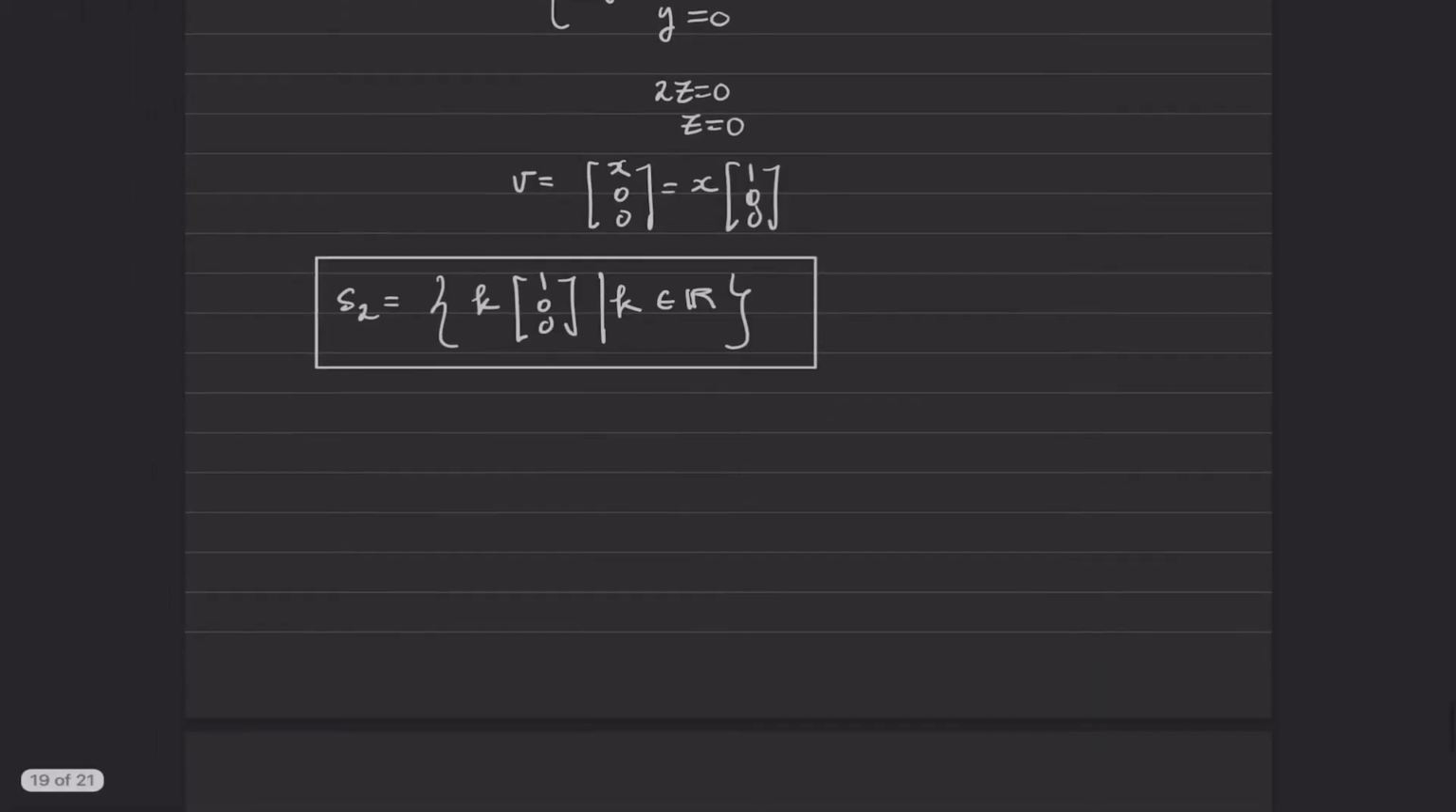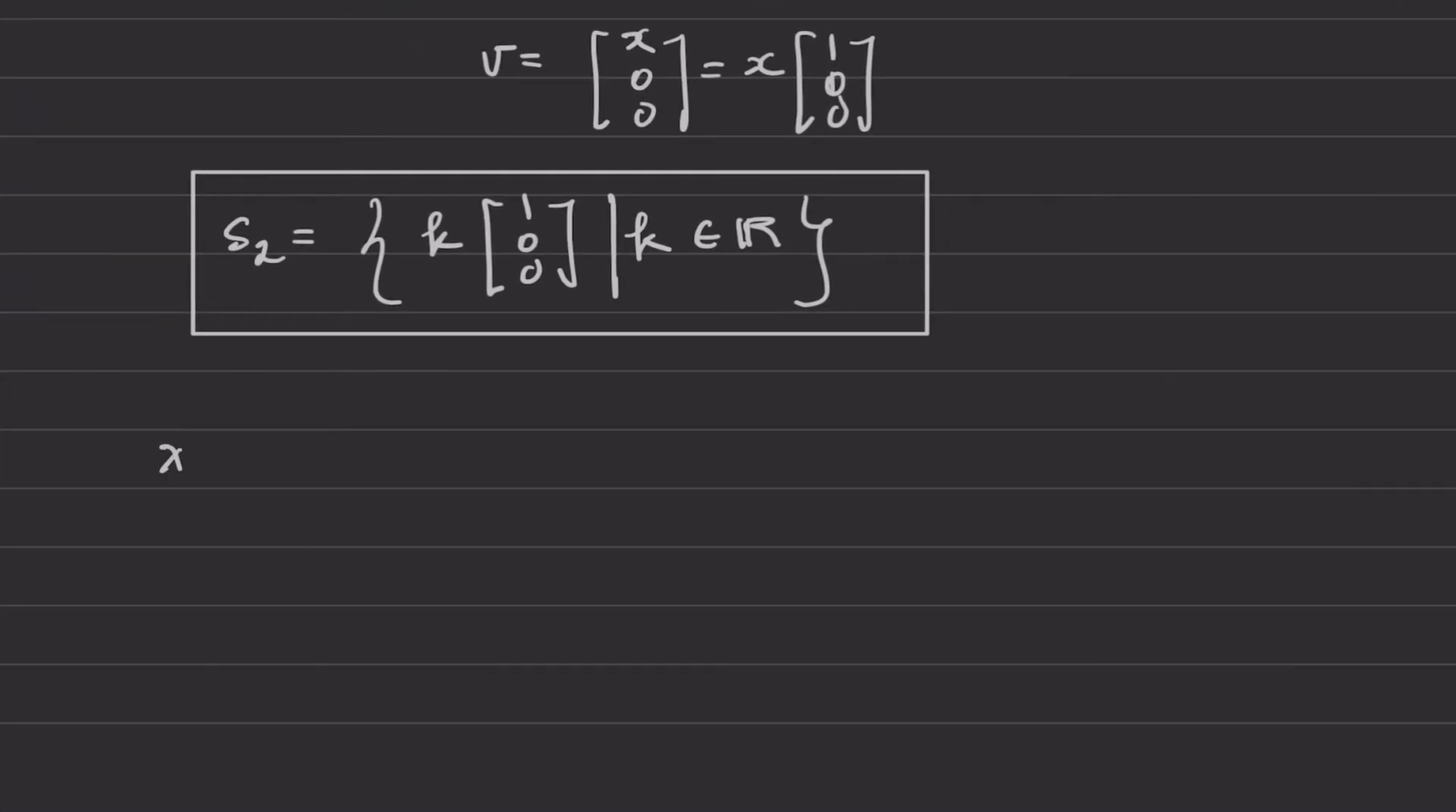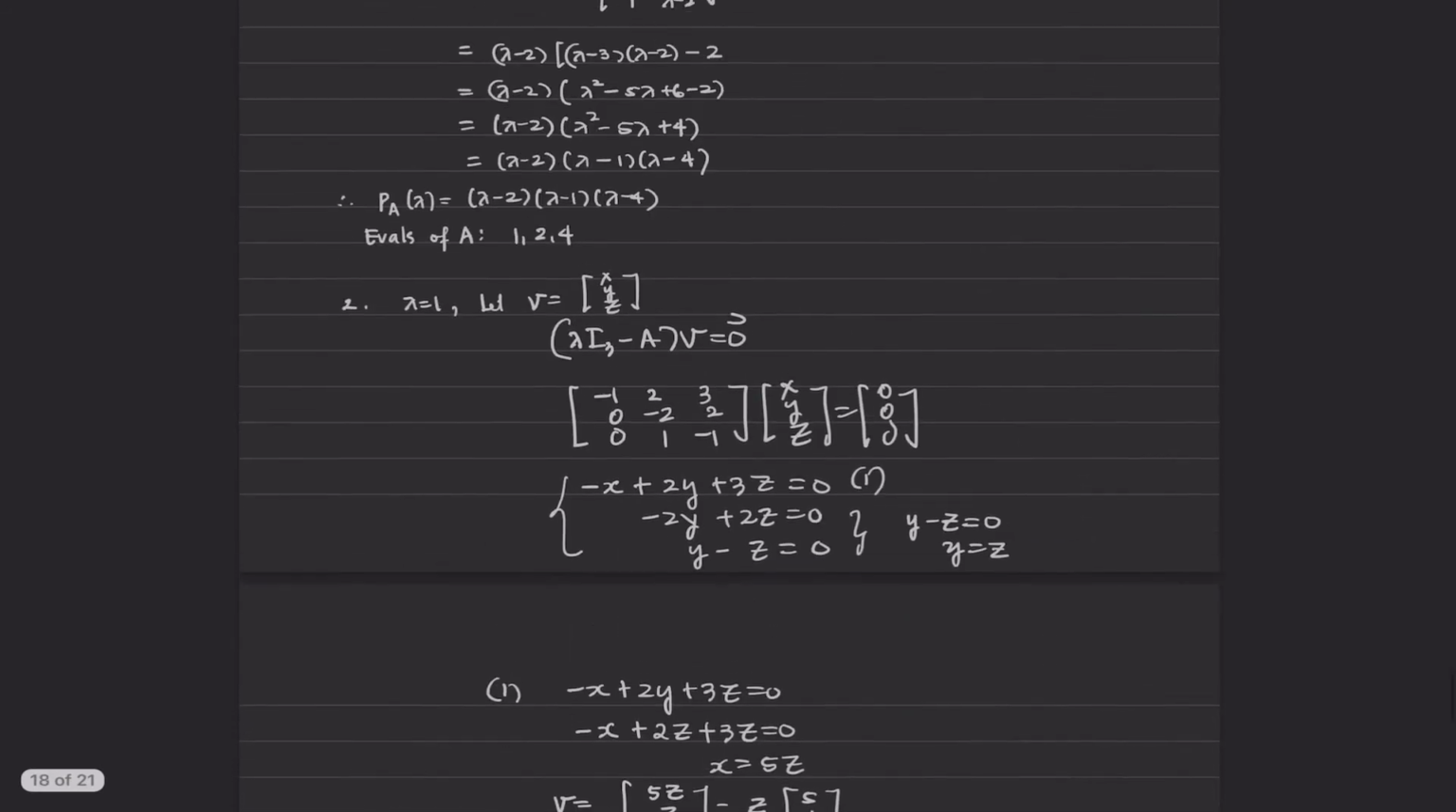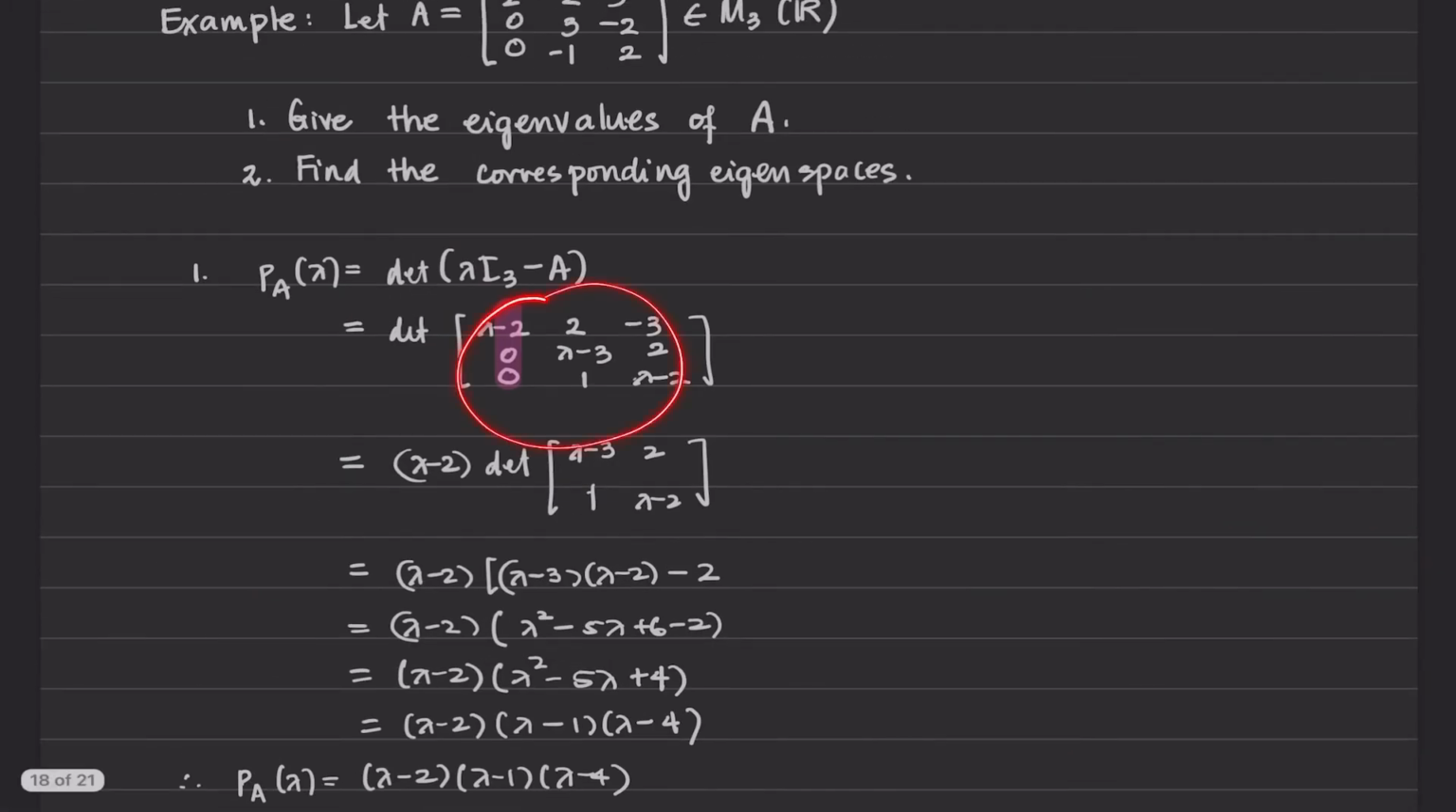And finally, for lambda equal to 4, kukompute natin yung lambda I3 minus A V equal to 0. So, papalitan mo ng 4 yung nandito. Because it is lambda I3 minus A. So, when lambda is 4, meron tayong 2, 0, 0, 2, 1, 0, 2, 1, 1, negative 3, 2, 2. Ayan. Tapos, i-cut na lang natin.